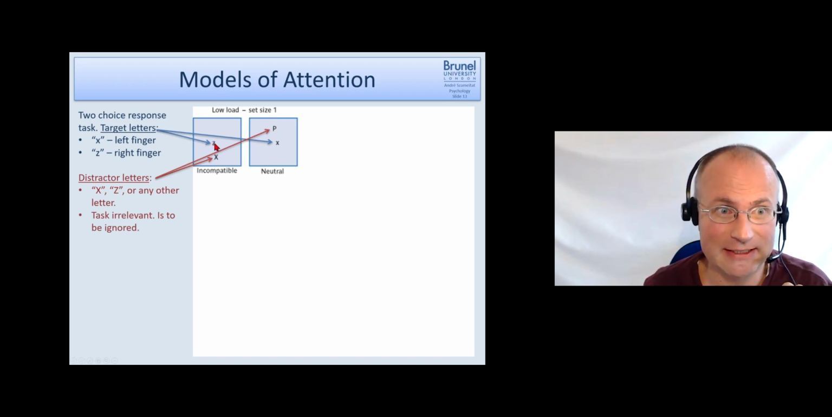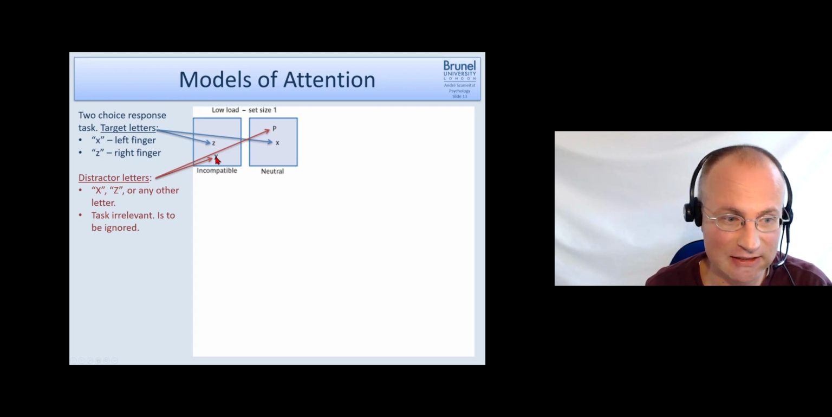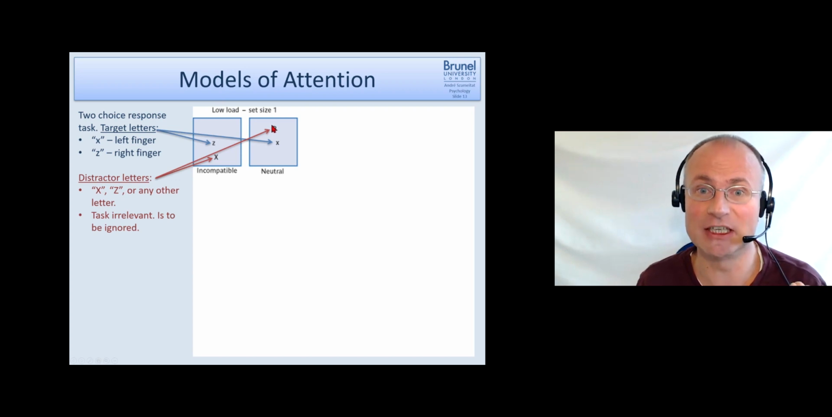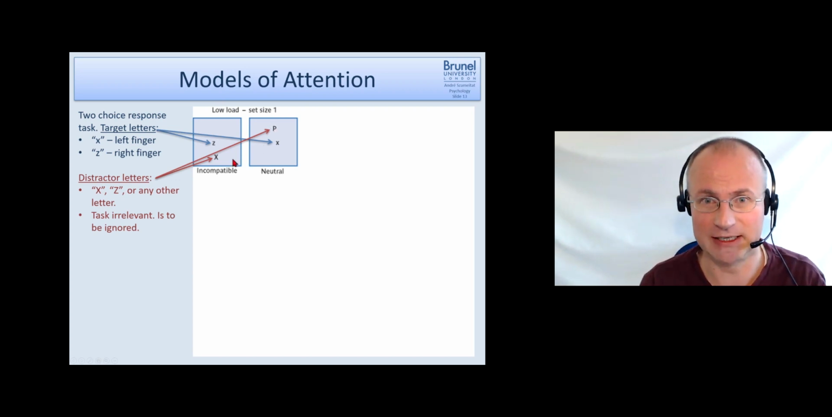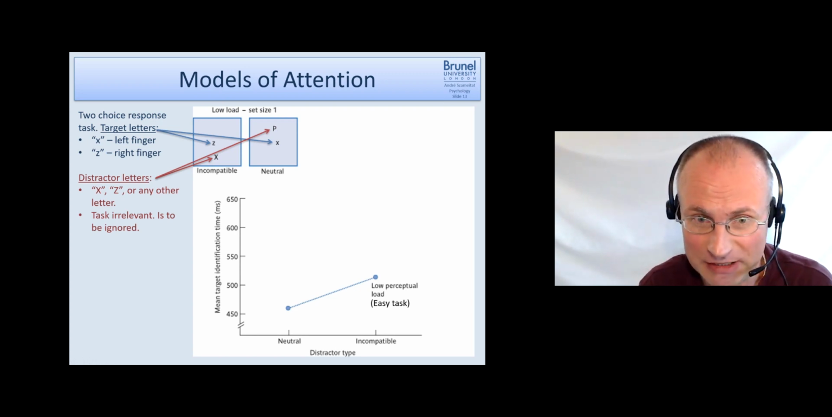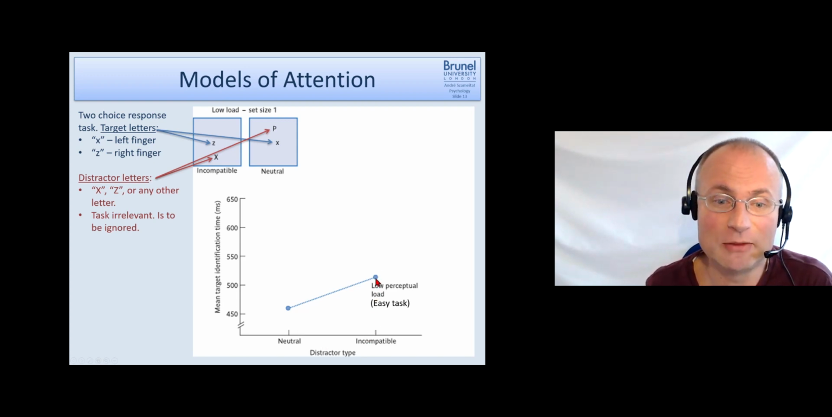So my target letter tells me Z, press right, but the distractor is priming, so to say, the X, the left finger response. For the participants, the instruction is clear: these letters, the distractors, are not task relevant. Please ignore them as well as you can. And when you do that, like in Dehaene's priming, although remember this is not subliminal, you find a priming effect, or an effect of the distractor. The distractor is processed. If it's incompatible, people are slower than when it's neutral.